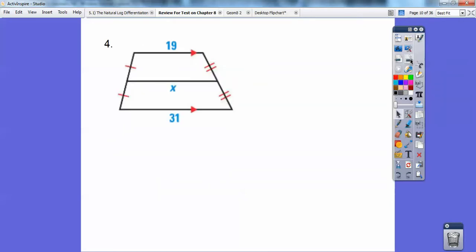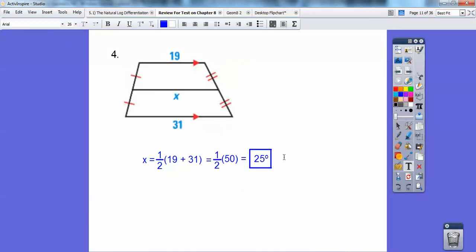All right, this is a trapezoid, and the theorem goes: if a segment joins the midpoints of the legs of a trapezoid, and this is the midpoint because those two sides are equal and those two sides are equal, then this segment is half the sum of these, so half of 19 plus 31. So I get 25 degrees, or not degrees, sorry you guys, there's no degree symbol right there, it's just 25.